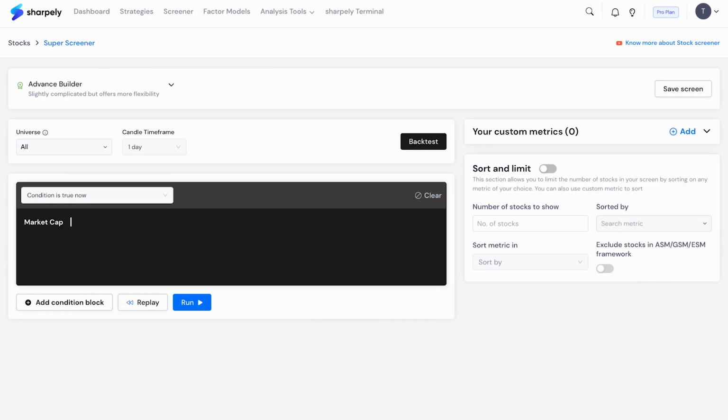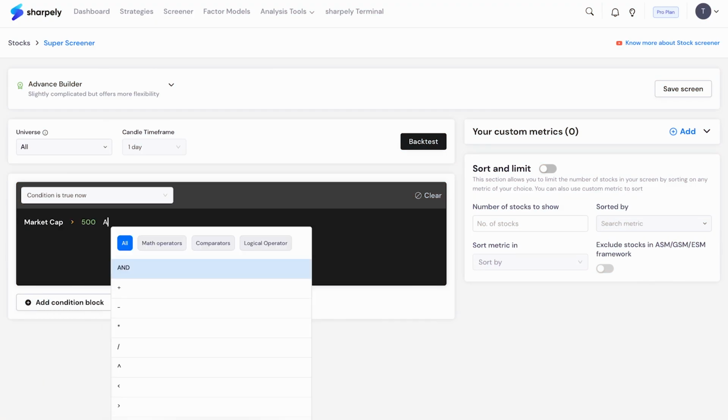First, we set the market cap above 500 crores. This ensures that we are focusing only on companies that are large enough to provide stability and liquidity. Smaller companies can be riskier and more volatile, which is why we filter them out.